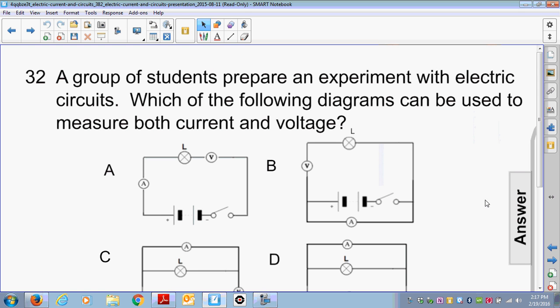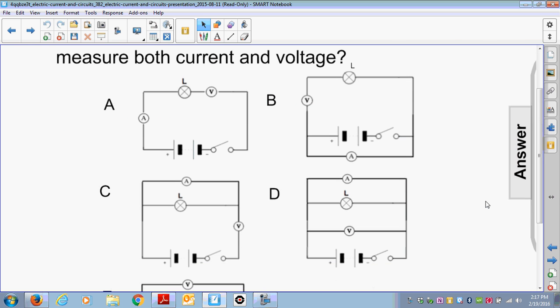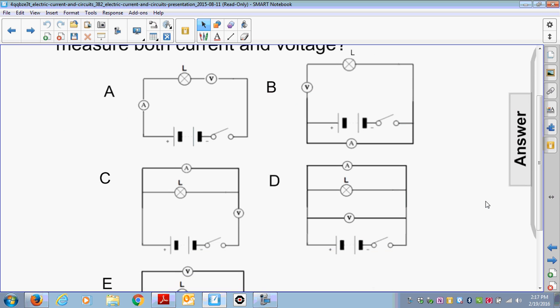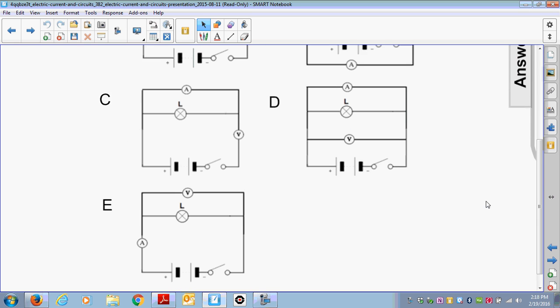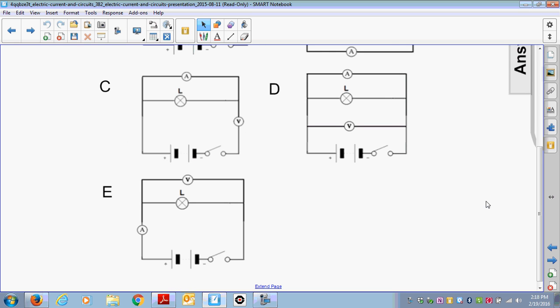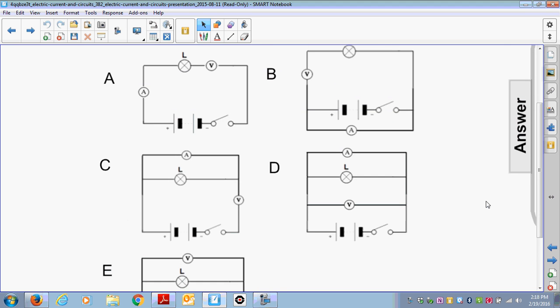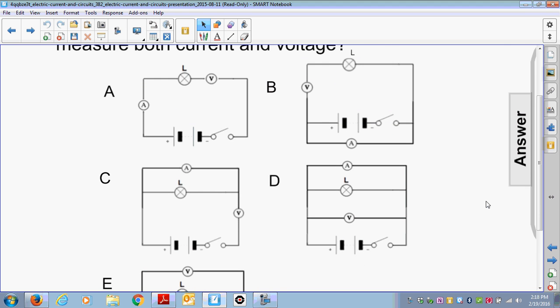A group of students prepare an experiment with electric circuits. Which of the following diagrams can be used to measure both current and voltage? And I'm going to have to scroll down a little bit, so take a look at A, B, C, and D. And there is E. Okay, if you have to, you can rewind or look at your diagram on your lecture notes.